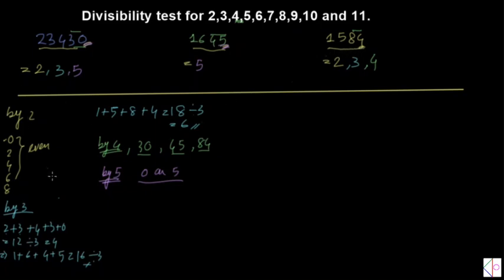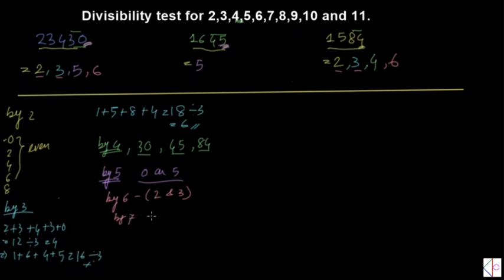Now come to the number 6. What is the rule for 6? If a number is divisible by both 2 and 3, then it is divisible by 6. In our first case it is divisible by 2 and 3 also, so it is exactly divisible by 6. We can write 6 here. In the second case, it is not divisible by 2 and 3. In our third case, it is divisible by 6 because it is divisible by 2 and 3.